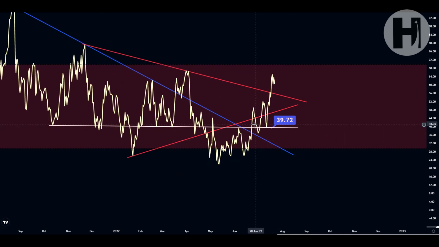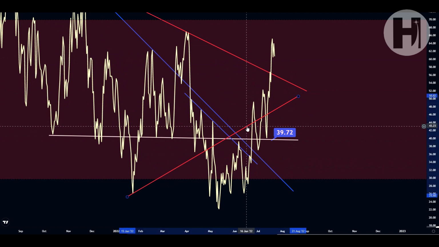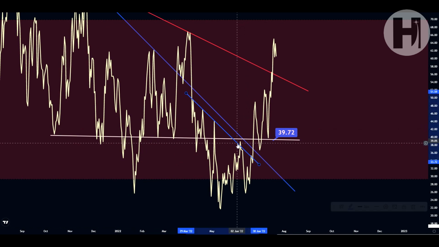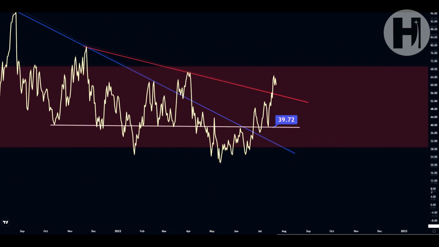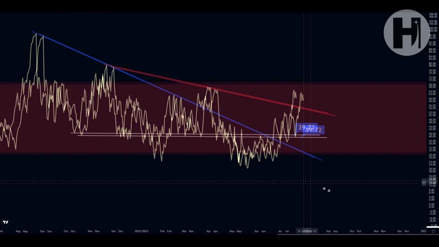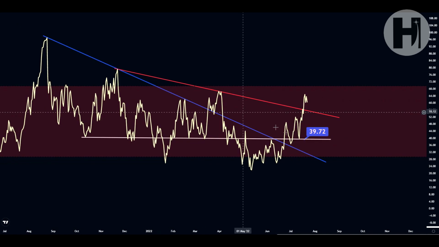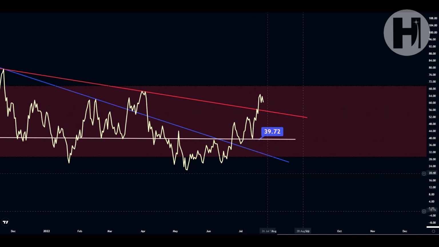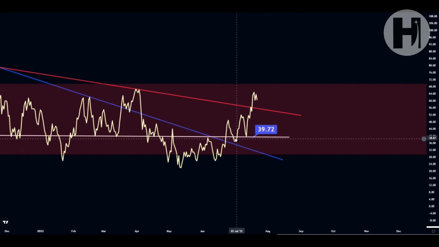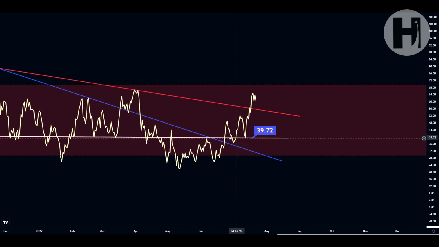So what I'm going to do is, for now, I'm going to remove this red trend line and I'm going to focus on this blue trend line. In fact, we have backtested this blue trend line previously, but we got suppressed by the red trend line in April. And the same thing is happening over here. However, we broke through the red trend line. So you can see we did even have a backtest of support of the blue trend line.